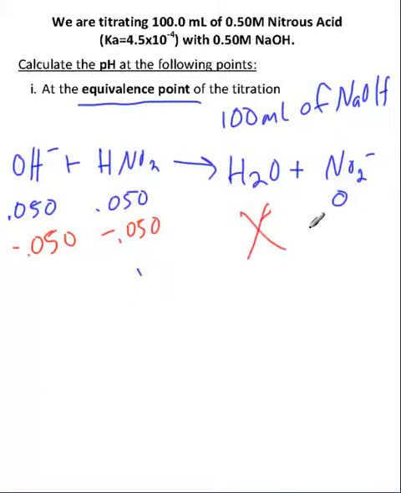Water's not going to matter, and we're going to add 0.05. Well, I shouldn't say water doesn't matter. It doesn't matter in our calculation. It actually has a huge role coming up. But I'm going to have 0.050 moles of NO2. So I have none of the acid or base, and 0.050 moles of this.